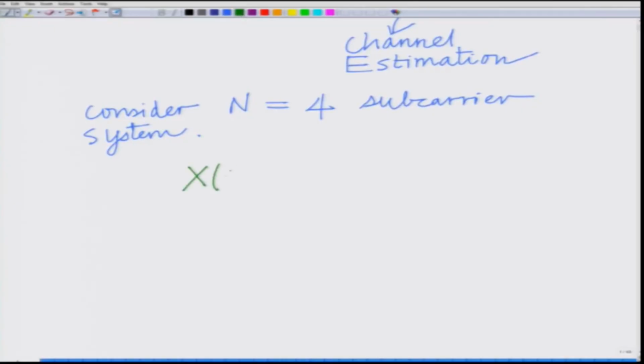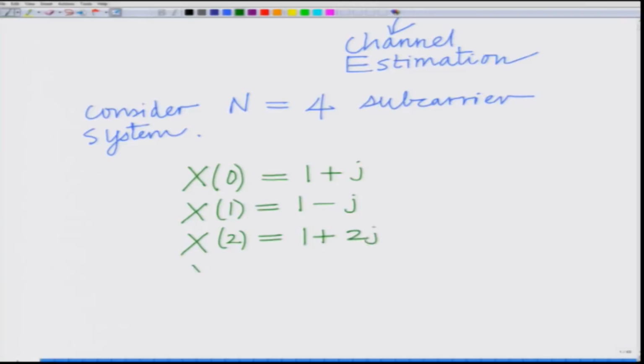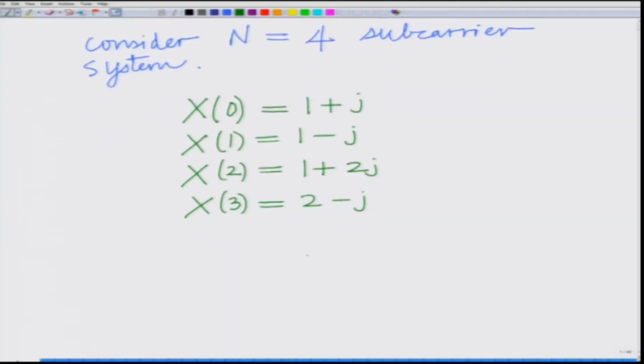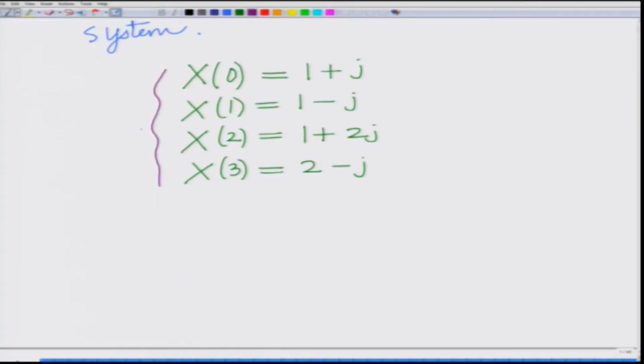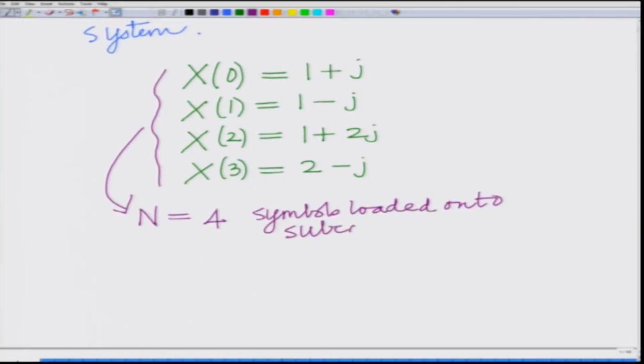So, let these pilot symbols denoted by capital X be capital X0 equals 1 plus j, capital X1 equals 1 minus j, capital X2 equals 1 plus 2j, capital X3 equals 2 minus j. These are the N equal to 4 symbols loaded onto the subcarriers. These are the N equal to 4 symbols which are loaded onto the 4 subcarriers, correct.